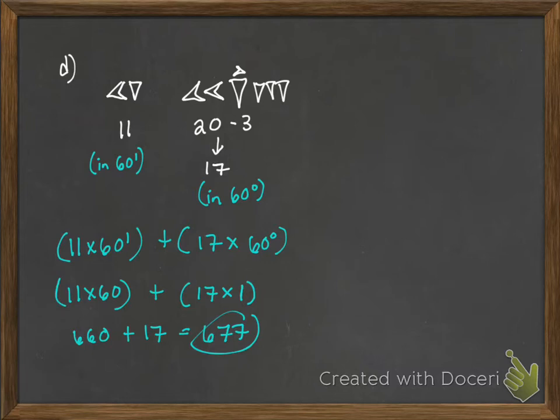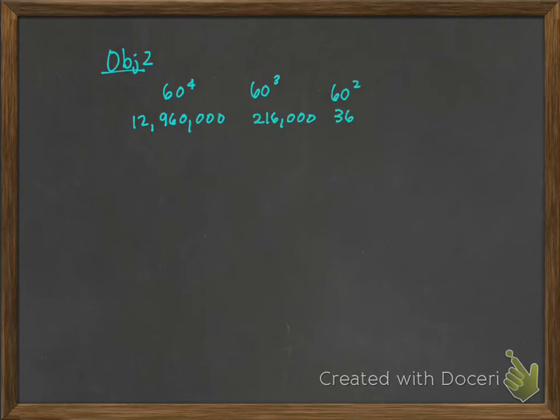All right, now we are on to a new objective. This is going to be objective 2. And we revisited that chart. So basically we have 60 to the 4th, that is equivalent to 12,960,000. And then we have 60 to the 3rd, which is equivalent to 216,000. 60 squared is 3,600. 60 to the 1st is 60. And 60 to the 0 is 1. Okay, so this is a translation into actual values.